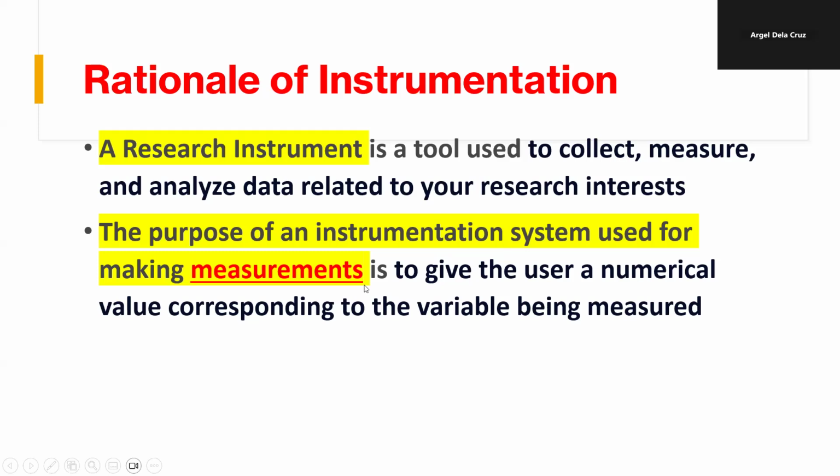Next is the purpose of the instrumentation. Why we have instrumentation is to make sure that we're capable of measuring the research construct that we have created. Using such a tool, we are able to get a measurement that gives the user a numerical value that corresponds to the variable or construct being measured. In our case, what we cannot measure, we cannot predict. What we cannot predict, we cannot comprehend. So basically, we need numbers for this one.